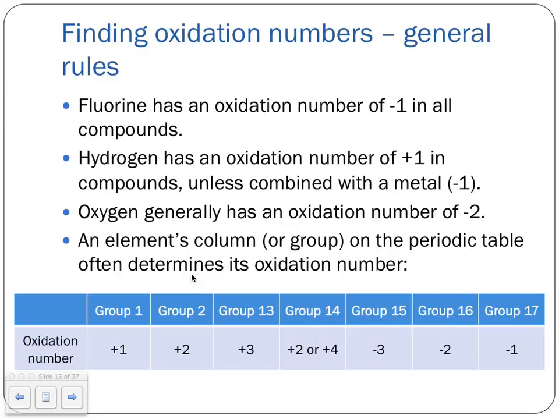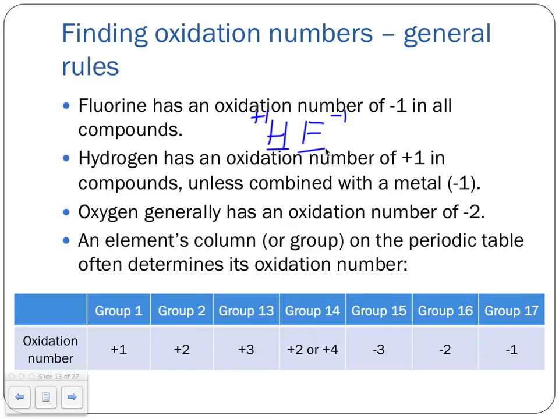So first rule, fluorine has an oxidation number of -1 in all compounds. That's always true. Number 2, hydrogen has an oxidation number of +1 in compounds in general, unless it's combined with a metal. In that case, it's -1. So if I had hydrogen and fluorine, we said that fluorine has an oxidation number of -1. Hydrogen has an oxidation number of +1 in compounds, normally, unless it's with a metal. Well, fluorine's not a metal. So that means hydrogen is +1, and so to get this to balance out, we have 1 hydrogen and 1 fluorine because +1 plus -1 is 0. That balances out. We have a neutral compound here.